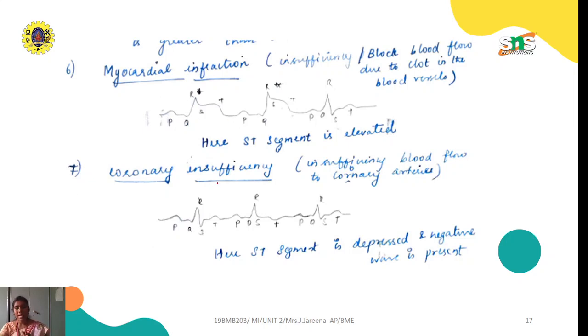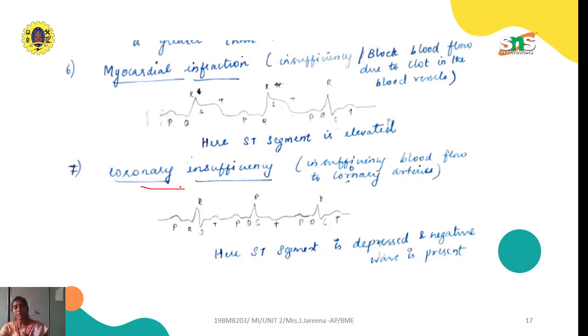The seventh one is coronary insufficiency. Coronary insufficiency is when you have a problem with the coronary arteries. When the coronary arteries have any problem, this is the artery that gives nutrition supply and oxygen to the heart. The coronary artery is meant for the heart.